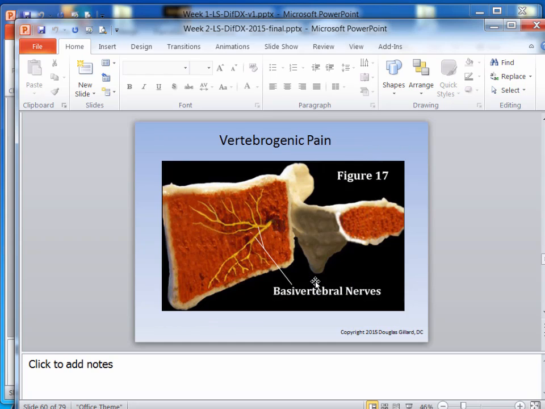Know that wiring. There's a basivertebral nerve. Remember, it innervates the subchondral bone in a condition we'll learn later called isolated disc resorption. It's trouble. It can be inflamed. You can actually block the hole back here. Basivertebral foramen can be blocked with lidocaine.